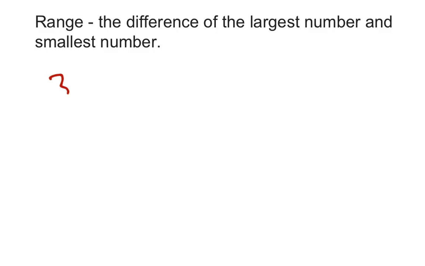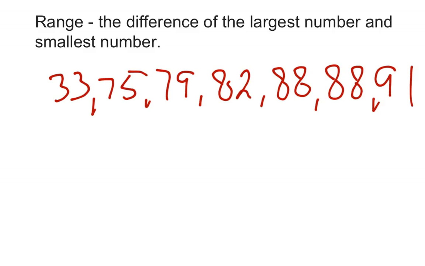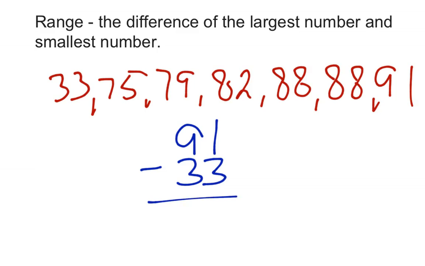One more time, I'm going to write our numbers down. We had 33, 75, 79, 82, 88, 88, and 91. So the difference between our largest number and our smallest number, which is 33, we're finding the difference between them. Different means subtract. So we're going to subtract. 11 minus 3 is 8. 8 minus 3 is 5.